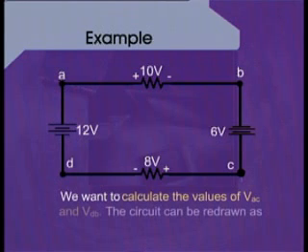We want to calculate the value of VAC, the voltage difference which will appear between the point A and the point C. Also, we want to calculate VDB, that is once again the potential difference which will appear for this circuit between the points B and D.